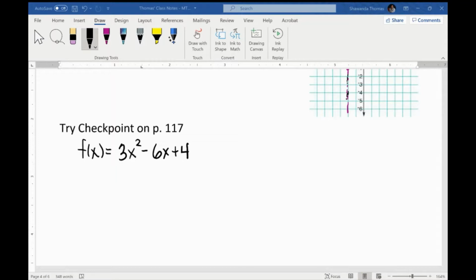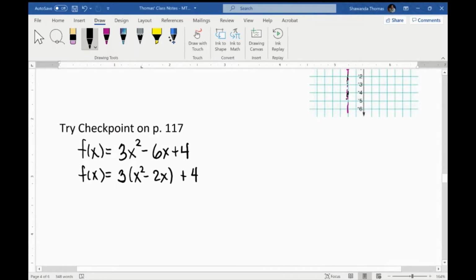So, what did you do first? Factor A, which is 3, out of the first two terms. Very good. Did y'all get 3 times x squared minus 2x plus 4? Put a 1 in the chat if you got that. All right. The ones didn't come in too quick. Oh, there they go.